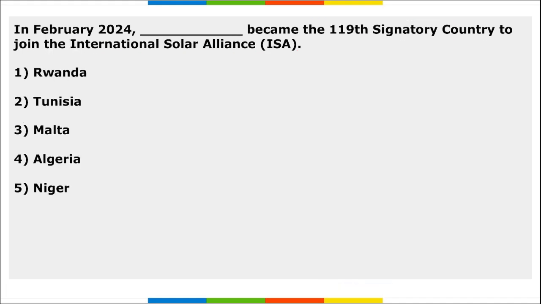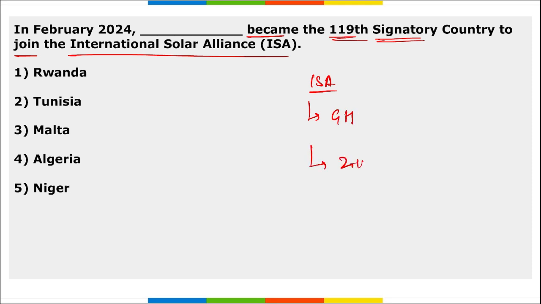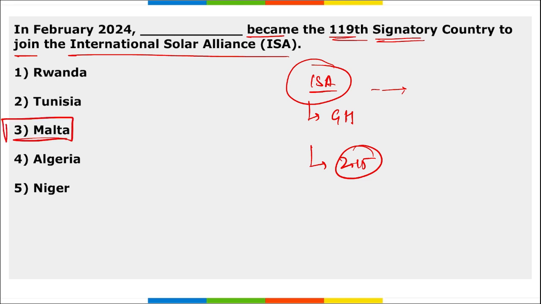Next, in Feb, Malta became the 119th signatory country to join ISA, the International Solar Alliance. Headquarters is in Gurugram, Haryana. It was a joint venture between India and France that was started in 2015. Remember, the project director of the International Solar Alliance is Ajay Mathur. The aim of this alliance is to help the developing countries by providing them with solar energy. And recently Malta became the 119th country to join the International Solar Alliance.